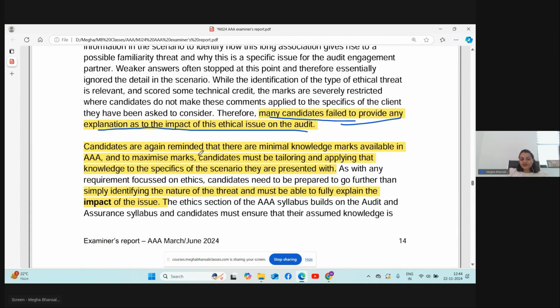Then they are saying candidates are again reminded that there are minimum knowledge marks. What this means is that simply writing what is there in the text will give you minimum marks. You have to explain it based on the scenario. So please remember, it's a case study based paper. It is not a copy paste paper where you copy from the text and write it. You have to explain each and every scenario well. Simply identifying the nature of the threat is not enough; you must be fully able to explain the impact of the issue. Just identifying this as a familiarity threat and how this will impact my audit report will give you marks in this scenario.